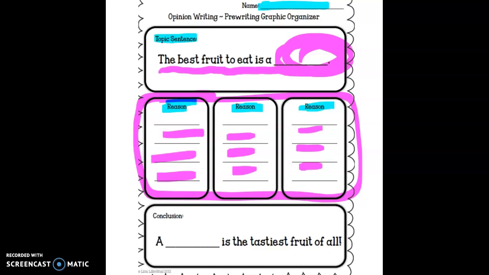Okay? Then our very last sentence is our conclusion. And it already has the sentence frame written for you. It says, a blank is the tastiest fruit of all. Okay, so the only thing you need to do is fill in that blank with the same one that you put up here. Okay, let's take a look at my example.